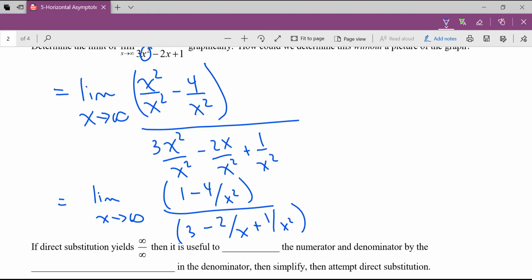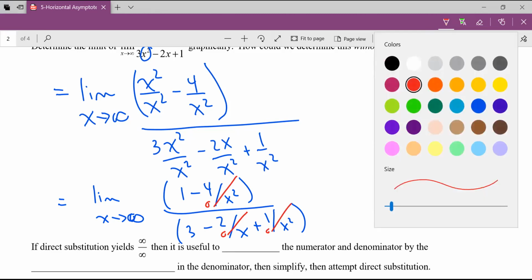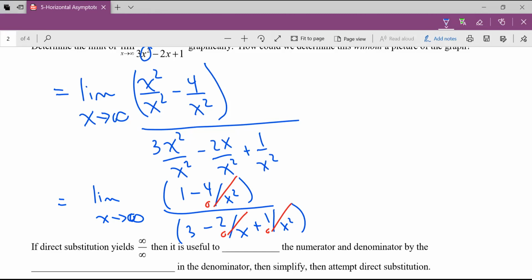So what happens as X goes to infinity? Well, as X goes to infinity, this term here goes to 0. This term here goes to 0. This term here goes to 0. What do we have left? Simply just 1/3. That is the equation of our horizontal asymptote.